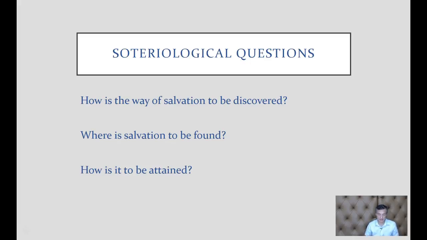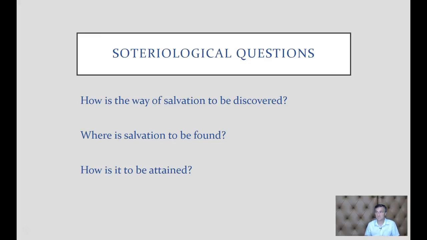Okay, so some common questions in soteriology, and these are questions you can be looking to answer as you're doing your reading in the text. How is the way of salvation to be discovered? How do you come to know it? Where do you get this insight about how to get on the right quest? Where is salvation to be found?